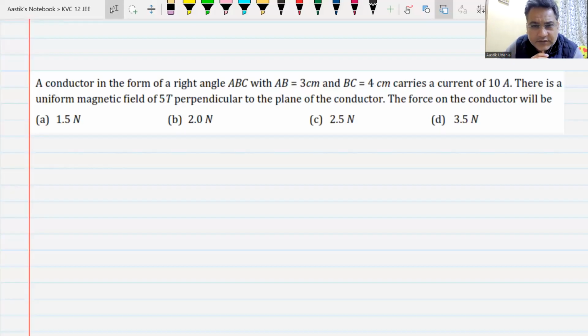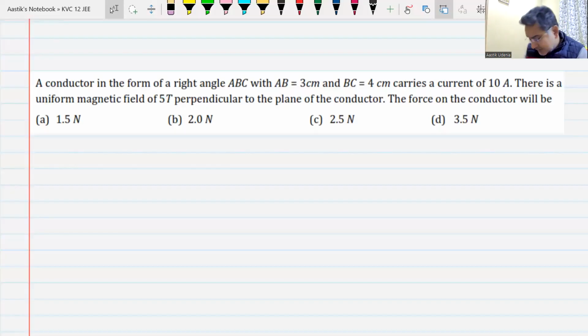Then comes this question, sir, and I want a quick answer. A conductor is in the form of a right angle triangle ABC. The length of the side AB is 3 centimeter. The length of the side BC is 4 centimeter. It carries a current of 10 ampere. There is a uniform magnetic field of 5 Tesla perpendicular to the plane of the conductor. What is the force on this conductor? I'll give you 2 minutes to give me the answer.